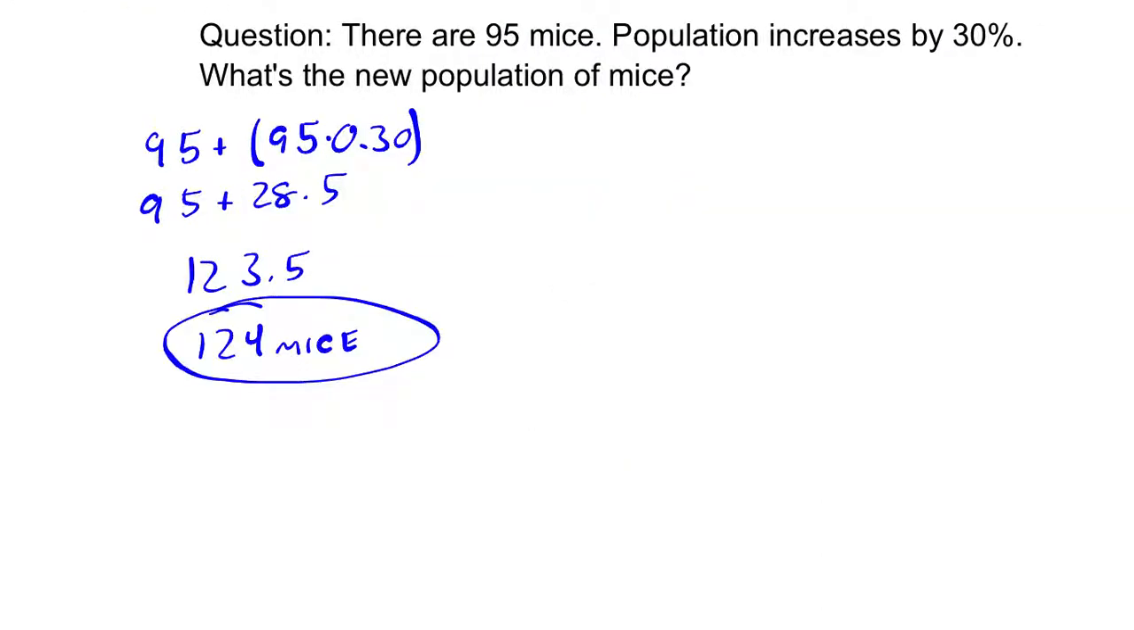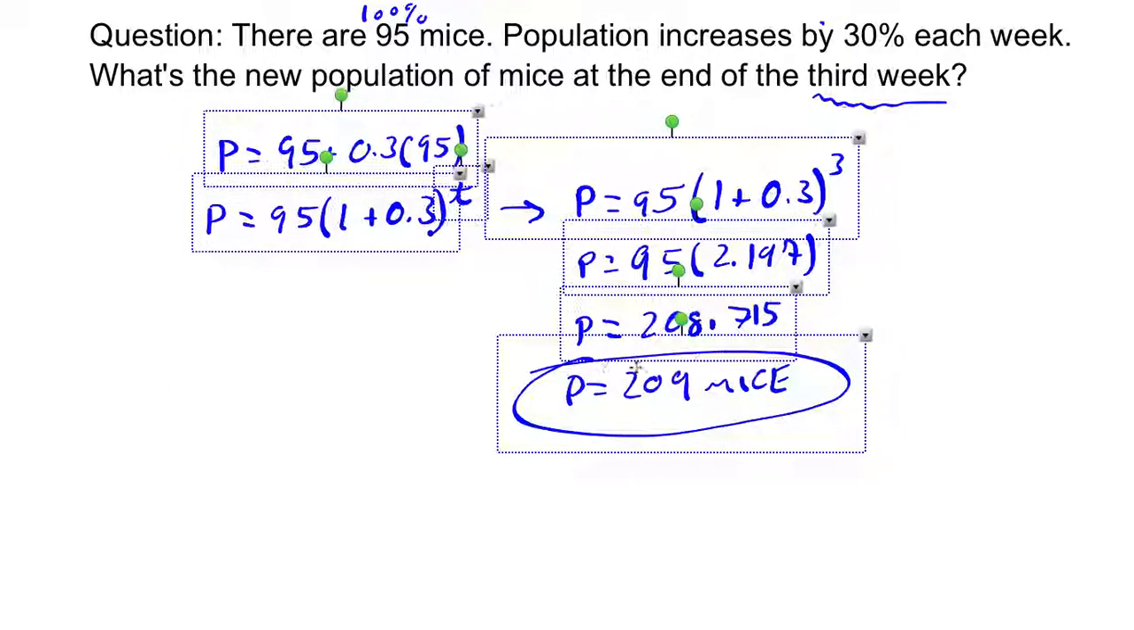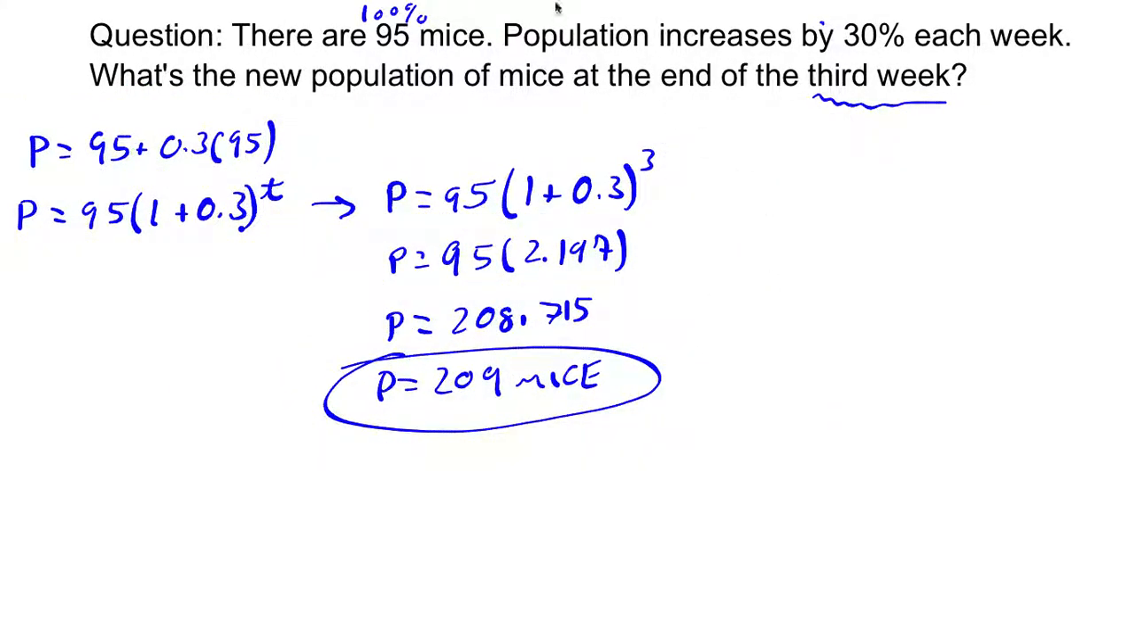After the first week, we had 124 mice. So we have this steady increase of 30%. We're adding 30% each week. And so that's what we have here, and that's all that's going on. So this is an exponential growth problem. So this is exponential growth.